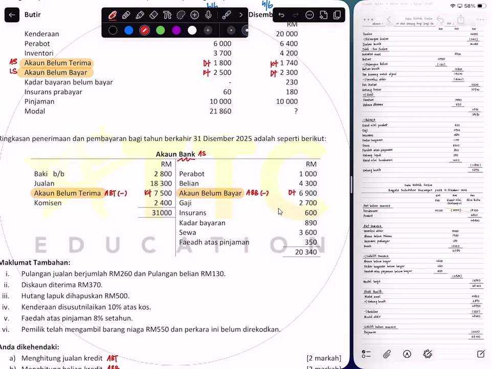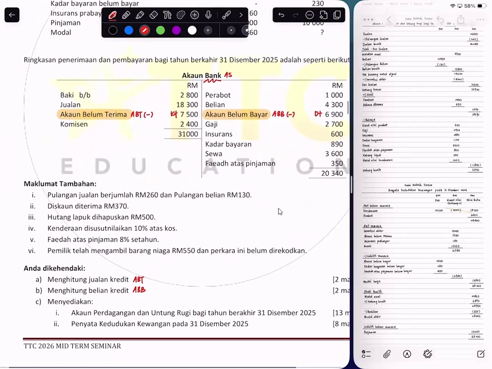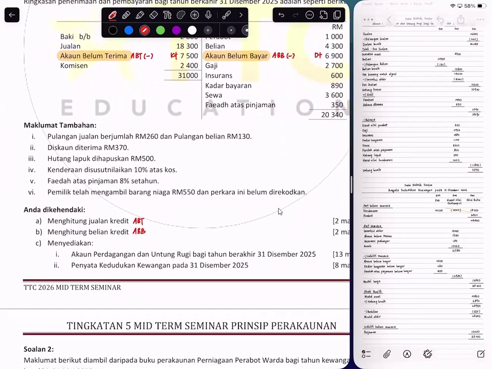Okay, then let us continue. Done looking for ABB, ABT in the account bank already. Then let us continue with maklumat tambahan to see any ABB, ABT items. Okay, the first one, pulangan jalan. Just now we have mentioned in kaedah perbandingan. Whenever you see pulangan, pulangan is supposed to be secara tunai or secara kredit.